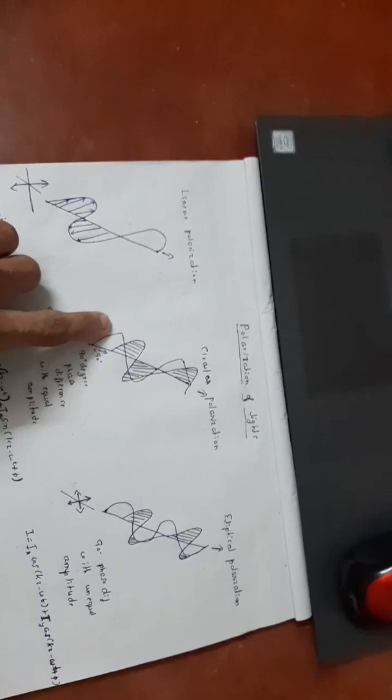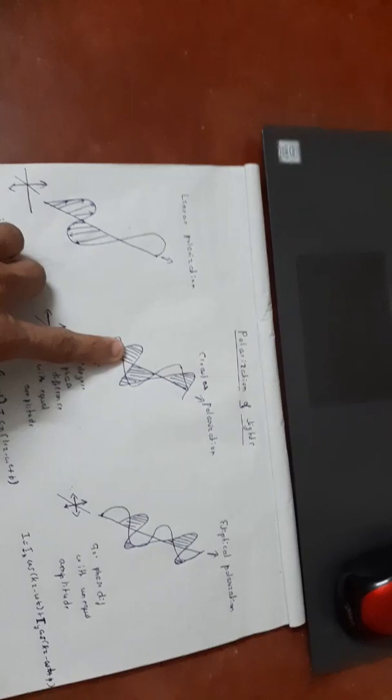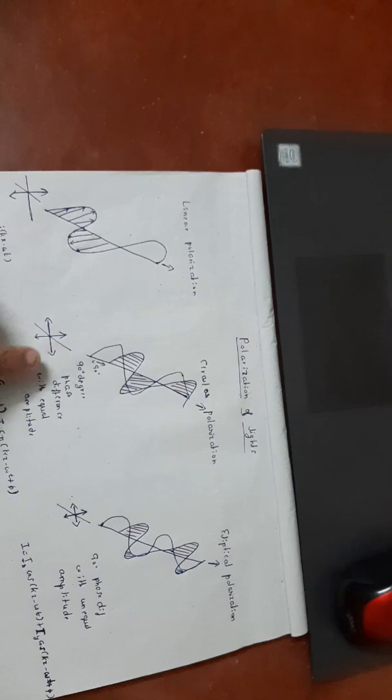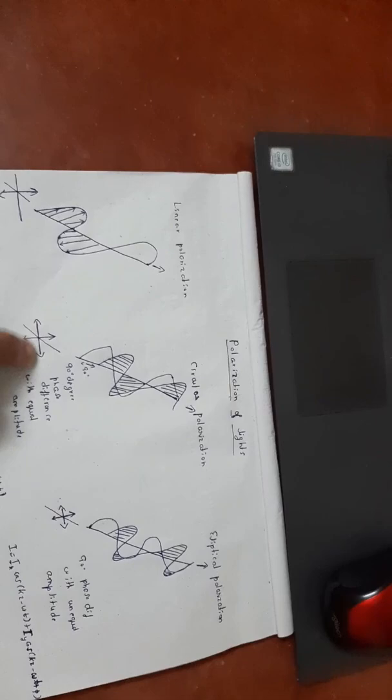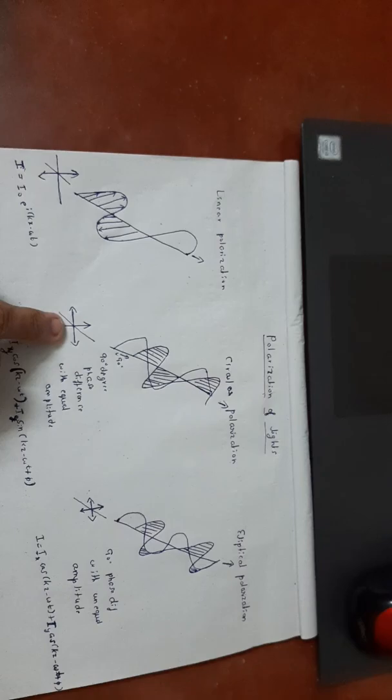Coming to circular polarization, circularly polarized light consists of two perpendicular electromagnetic waves. Here you can see one is shaded and the other is non-shaded. There are two kinds of electromagnetic waves with equal amplitude and a phase difference of 90 degrees, which is illustrated in the figure. The two arrow marks represent the perpendicular nature of the two wave propagations. The formula is given by I is equal to Iy cos(kz − ωt) plus Ix sin(kz − ωt + π). This is the condition for circular polarization.